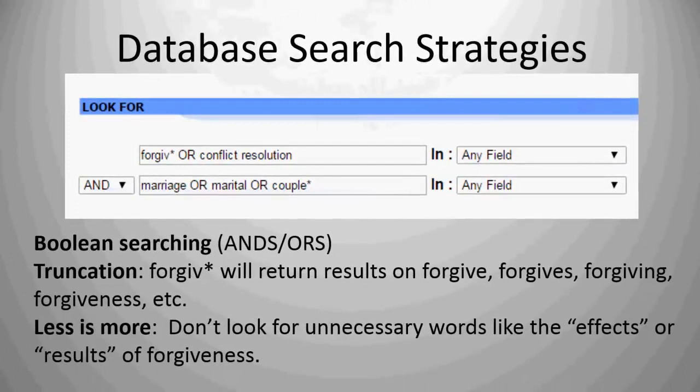So Boolean searching is the ands and ors. Truncation, you notice that for the word forgive, right after the V, I put an asterisk. Different databases use different truncation symbols, but this will return results on forgive, forgives, forgiving, forgiveness, etc. And then one other suggestion, don't look for unnecessary words like the effects of forgiveness on marriage. Because if there's an article on the results of forgiveness on marriage, if it didn't have the word effects, then even though it might be a great article on your topic, it's not going to show up.